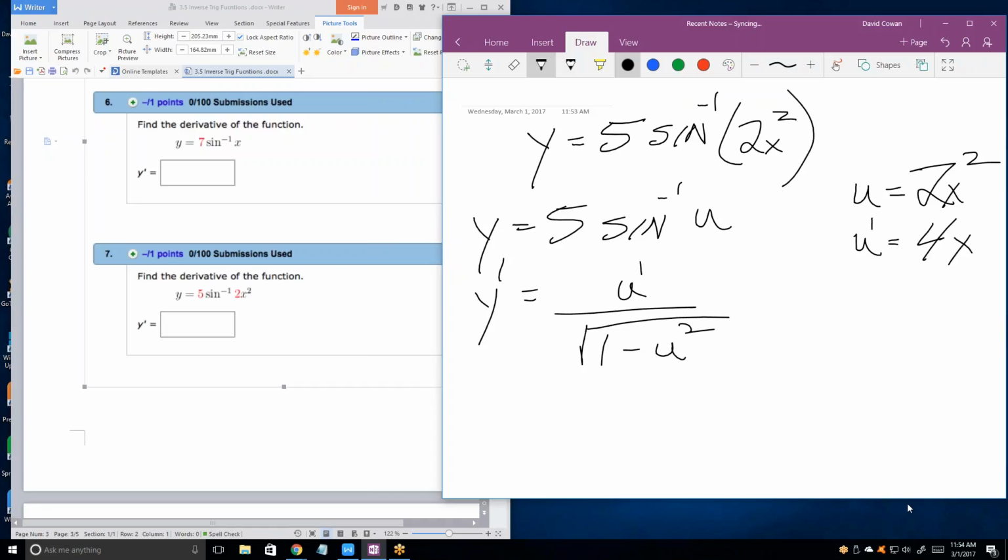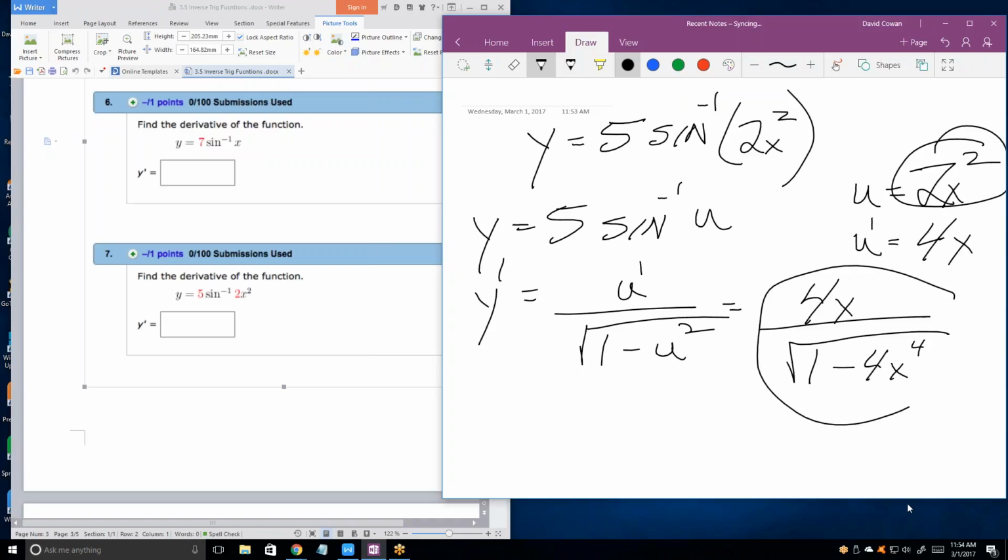So what is that? So it is 4x over the root of 1 minus, and then you want to get rid of the u. In other words, we use u substitution in doing the problem, but then we always resubstitute back. So what's u squared? Oh, it's 4x to the 4th. Yeah. And again, that's your answer. Oh, hold on. Forgot to bring the 5 back in.